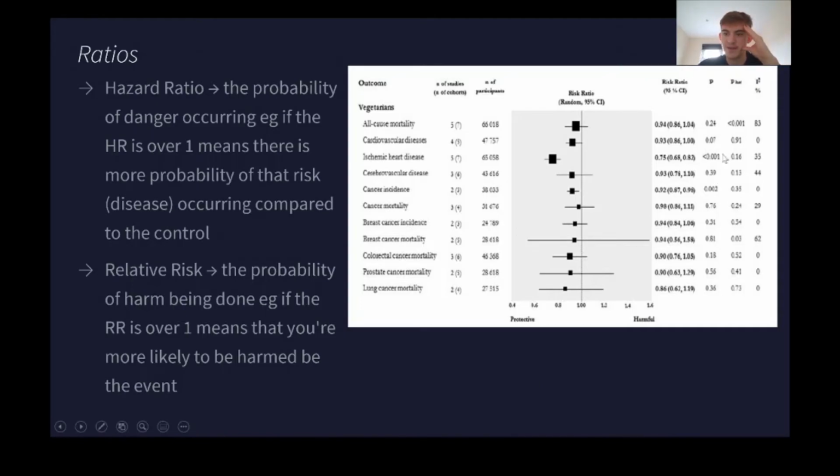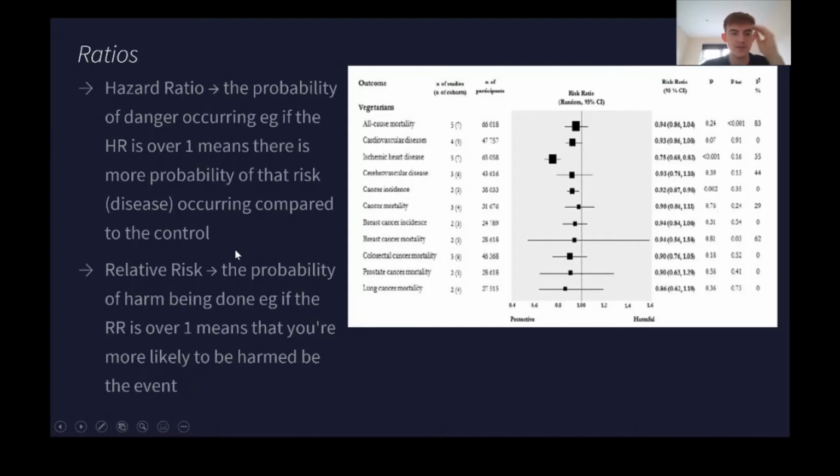And that can be backed up by this p-value here. As we talked about in our statistics lectures, if that p-value is below 0.05, we can say the result is significant, and the same for the cancer incidence here. Whereas all the others have a p-value of above 0.05, so they're not quite significant.